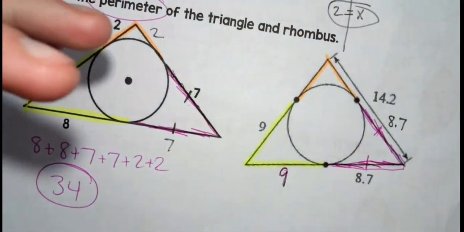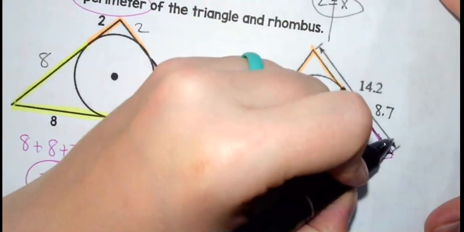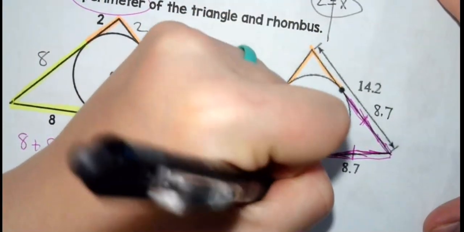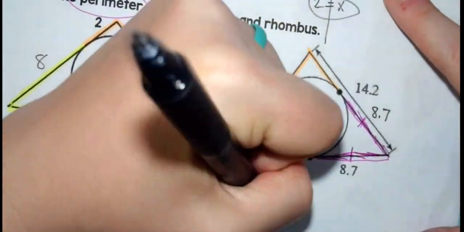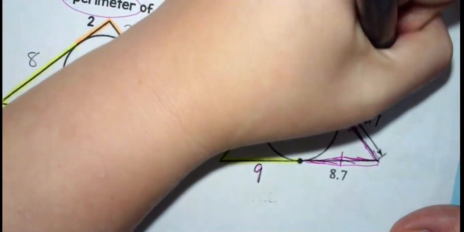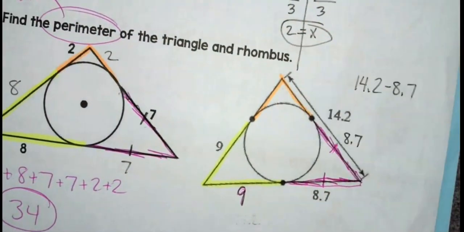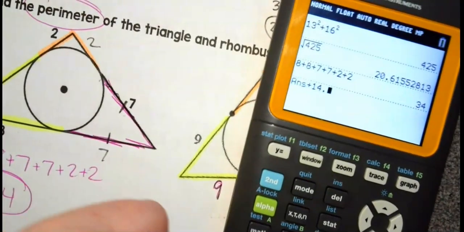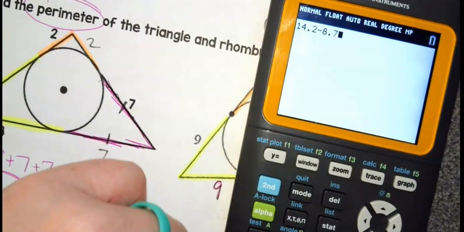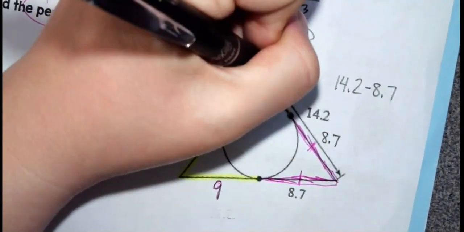And then you have something that we learned back in August. This is segment addition, where you have the whole thing and then you have part of it, but you just want the other part. So all you have to do is take 14.2, which I'll write up here instead, and subtract 8.7 from it. Why am I doing that? Because I want to figure out what the orange part is. 14.2 minus 8.7 is 5.5. So that's my orange.